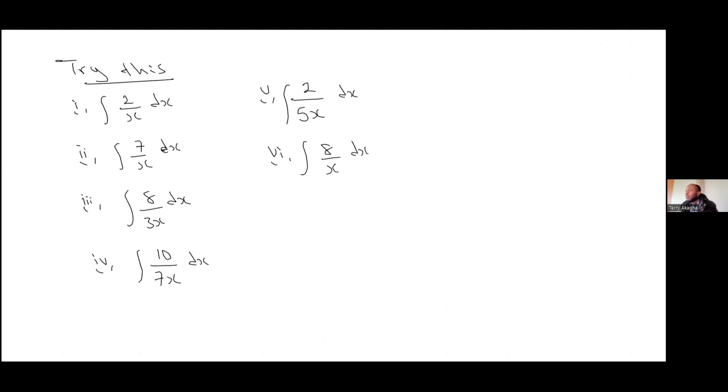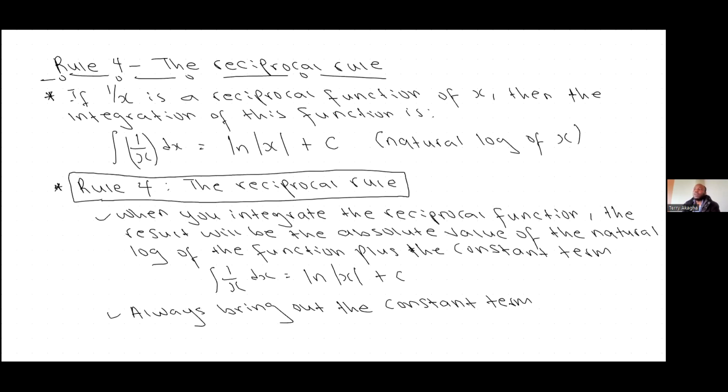So let us try this and see what you get. That will bring us to the end of the reciprocal function. Basically, when you have 1 over x and you integrate that, it should give you the ln of x plus c. And when there is a constant in addition to the 1 over x, you bring the constant out and you just integrate the 1 over x to get ln x plus c. All right, that is that.